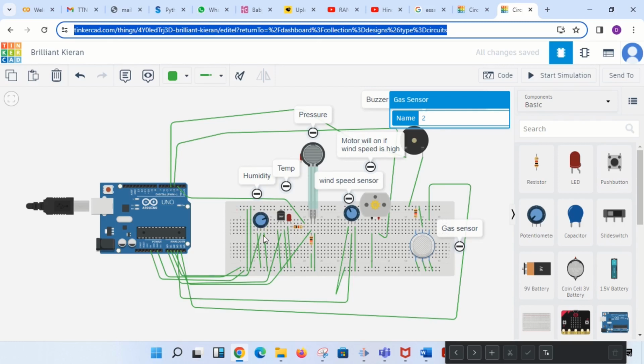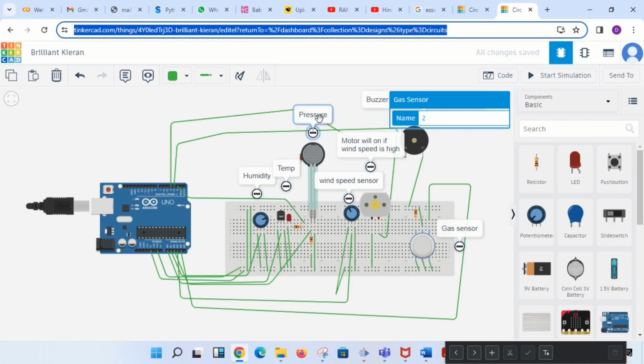Okay, three terminals are there. Both outside terminals will be connected to the positive and negative pins respectively, and the middle pin should be connected to the analog pin, because the humidity value is an analog value. Similarly, the temperature sensor also has three terminals, right? The middle terminal should be connected with the analog pin of the Arduino. This LED I have connected, but it is not required.